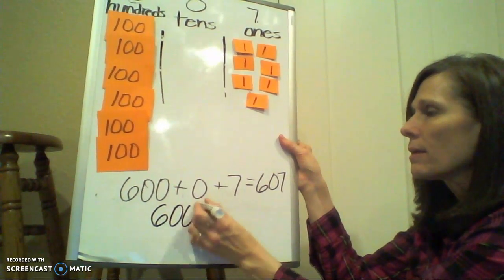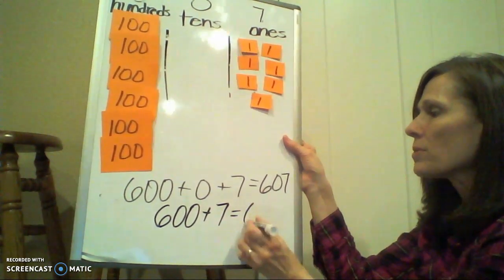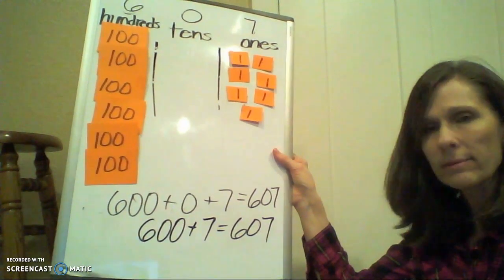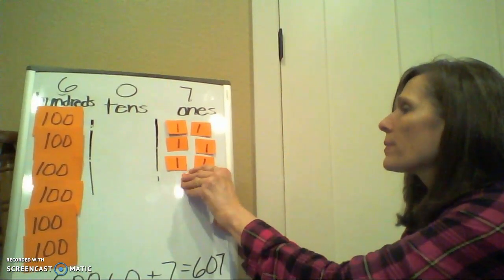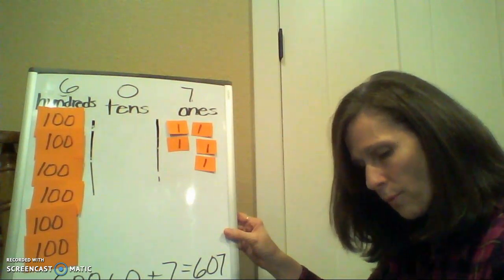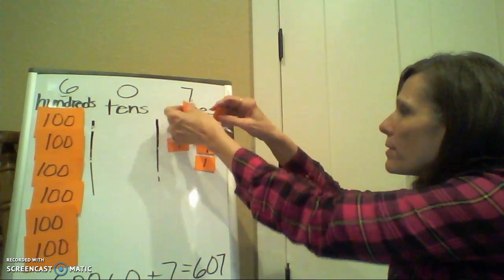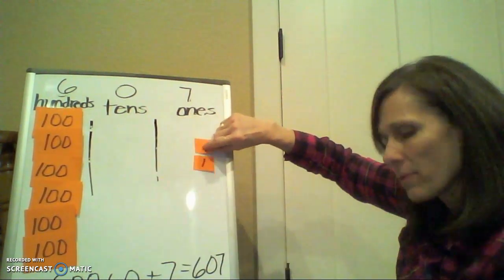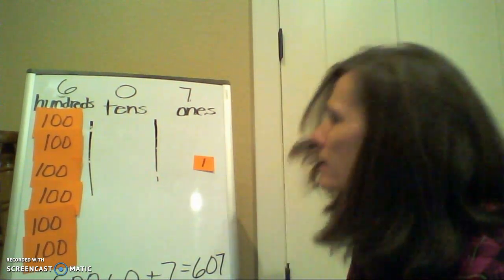Now, of course, because there's 0 here, you could leave that out in your expanded form equation. You could write 600 plus 7 equals 607. Okay, so that's the way to break down this number using place value.